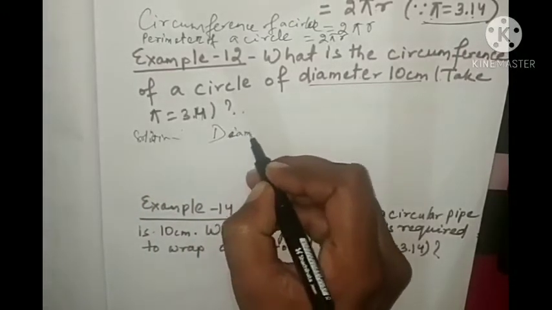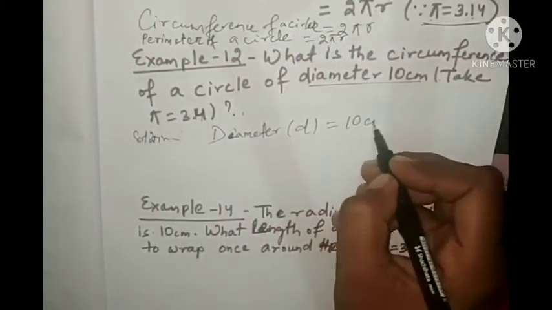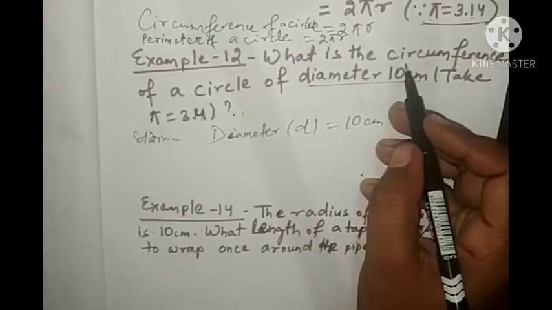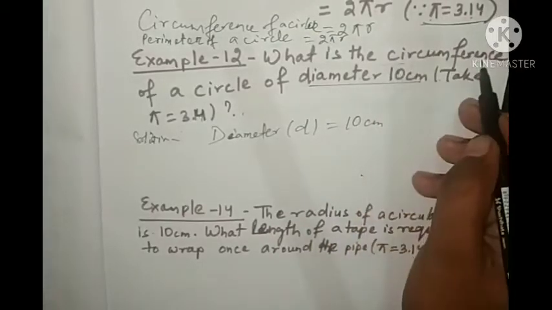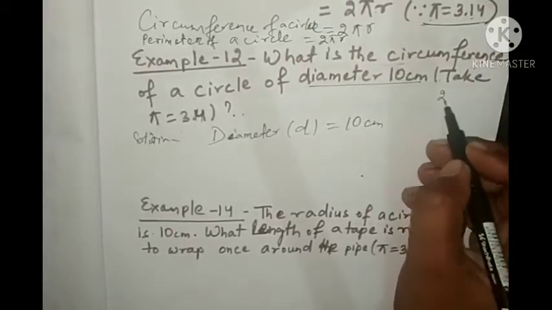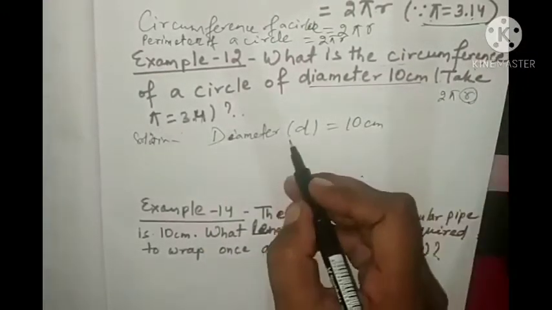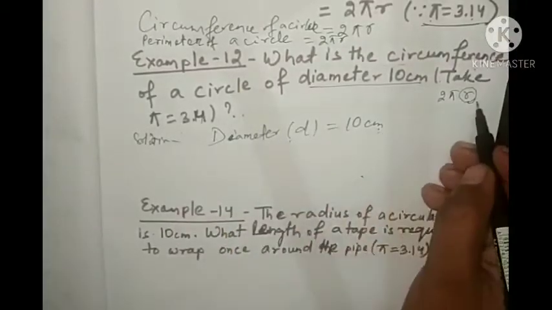Diameter is what? D equal to 10 cm. So for circumference, what is the circumference? The circumference formula is what? 2 pi r. For this we need 2, the pi value is given, r we need. So here d is given, which means you can find out r.